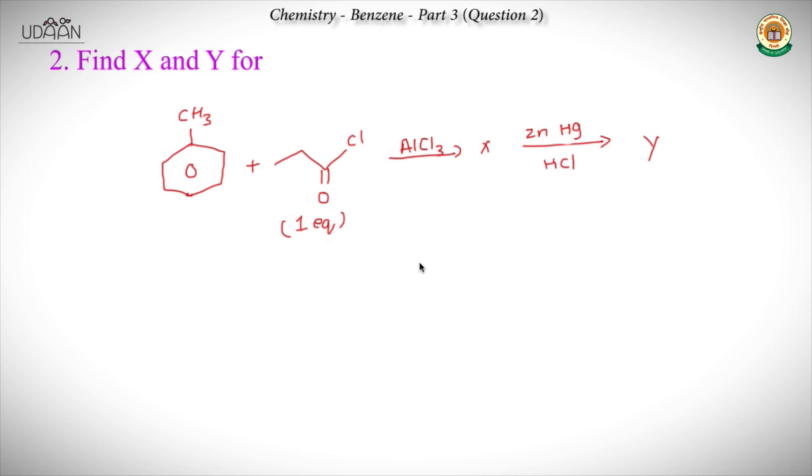So Gopi, let's start with this question in which this substituted benzene is treated with these reagents, and you have to find what X and Y are. Now, the substrate which you are given, this one is called toluene.